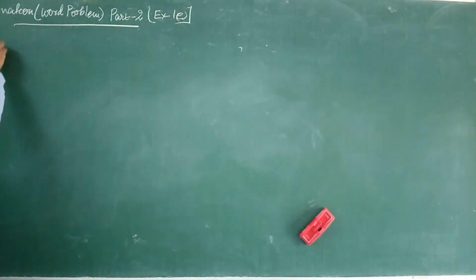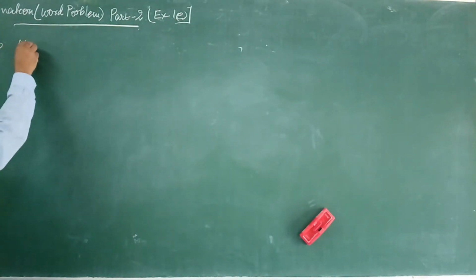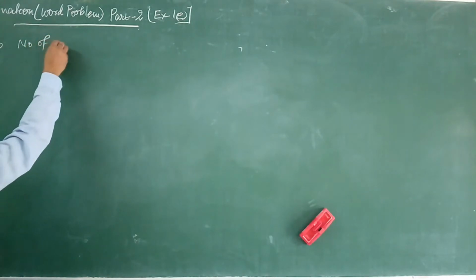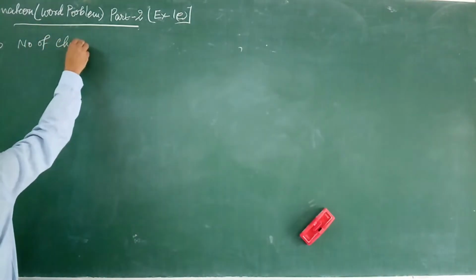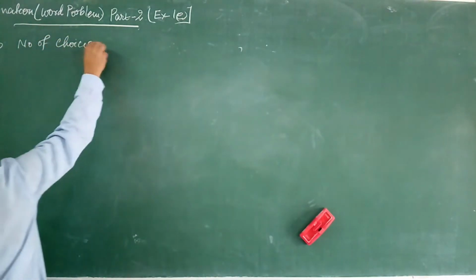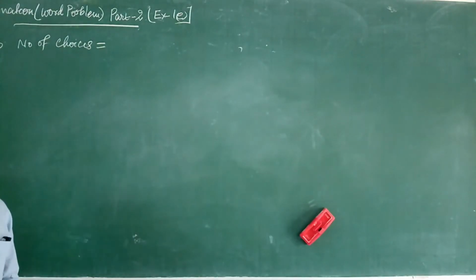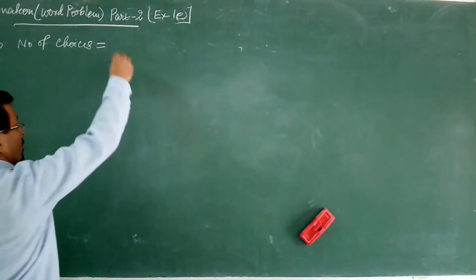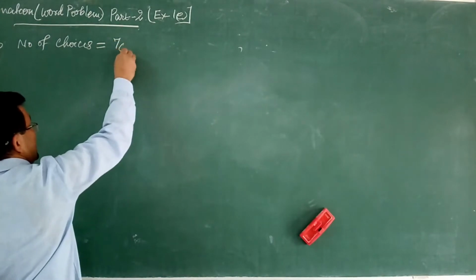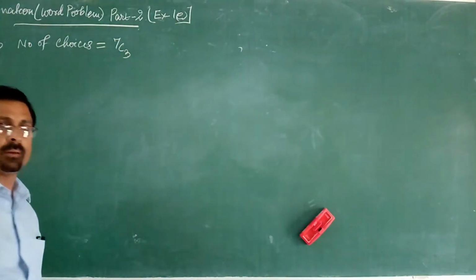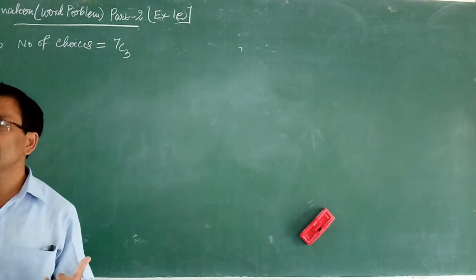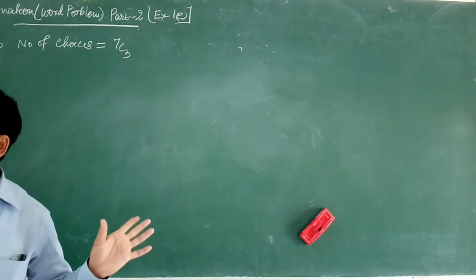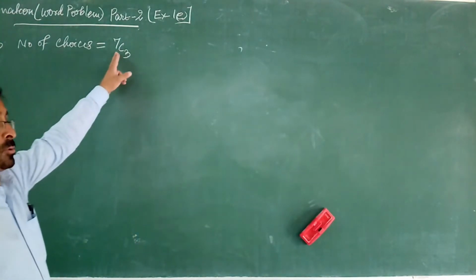Question number 8, right? So the number of choices, or number of ways you select the subjects, will become 7C3. Is it understood? Is this part very clear or not? You have understood how we got 7?